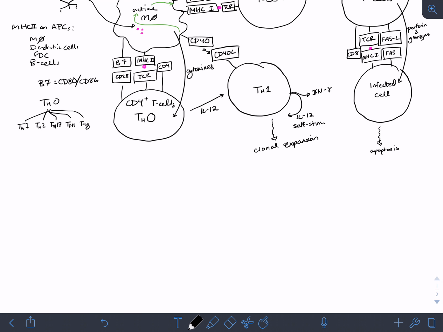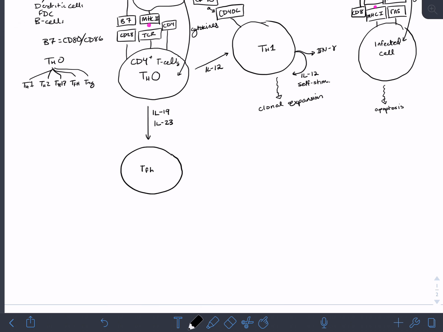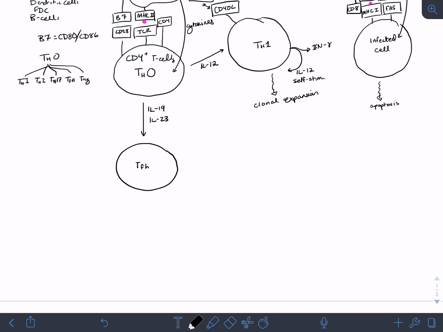Now, in order to do that, your macrophage is going to stimulate your Th0 cell in a different direction. Notice over here, it uses IL-12 to turn it into Th1. What it's going to do over here is use different cytokines, IL-19 and IL-23. And instead of turning into Th1, it turns it into TFH, a T follicular helper cell. And this is going to do two things. The first thing is it's going to release self-stimulatory cytokines.